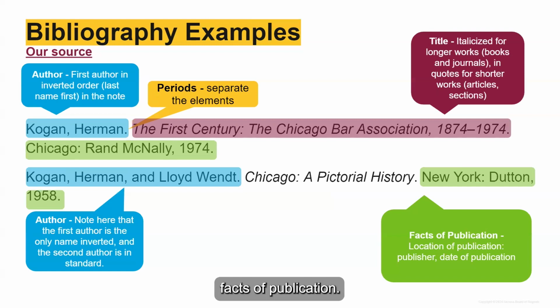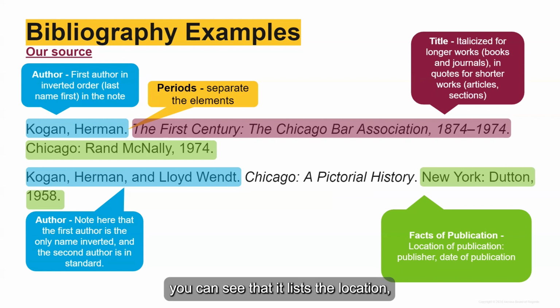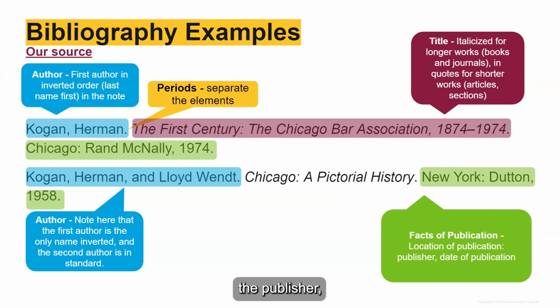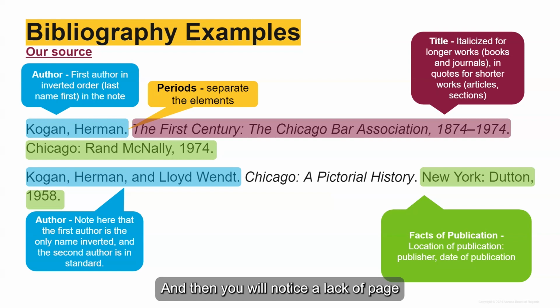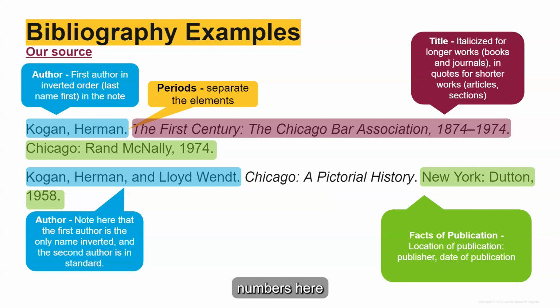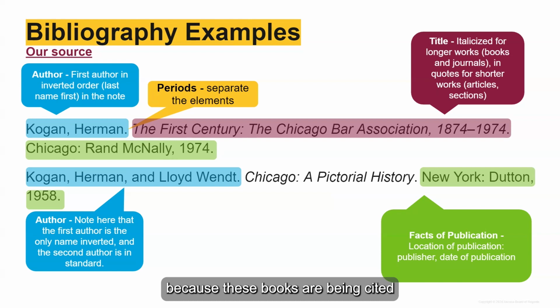And then we have the facts of publication. So for both of these, you can see that it lists the location, the publisher, and then the date it was published. And then you will notice a lack of page numbers here because these books are being cited in their entirety, therefore they are not needed. However, the notes that reference these citations would have page numbers included because they would be referring to a specific section of the book.